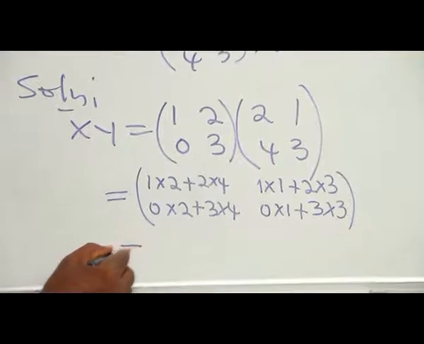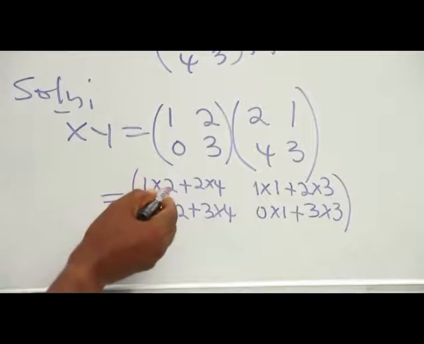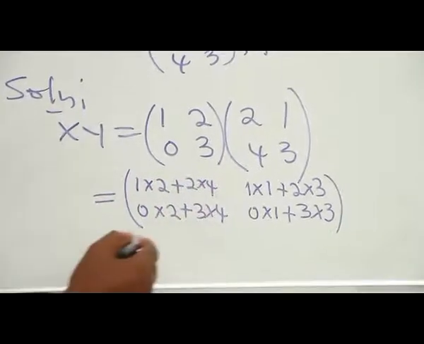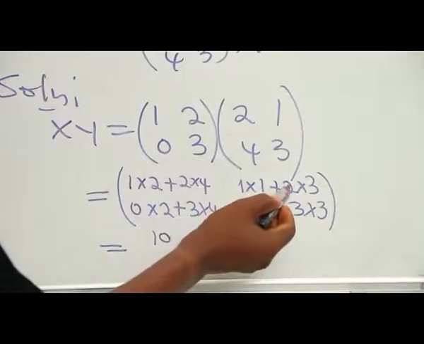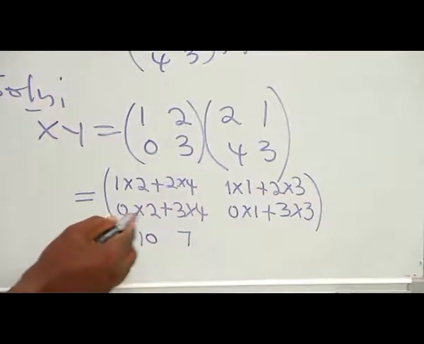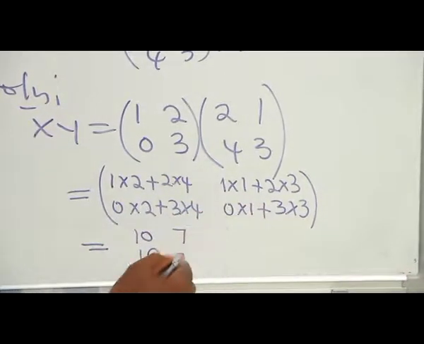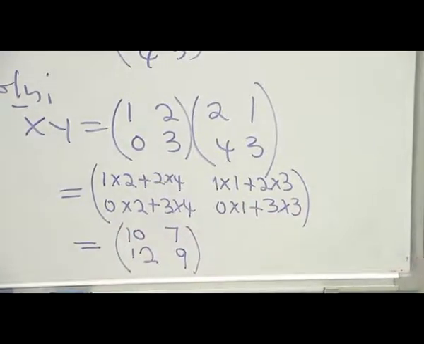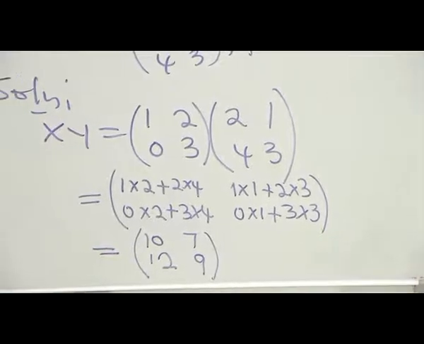You will now simplify this to get the final result. 1 times 2 is 2, and 2 times 4 is 8. 8 plus 2 is 10, so you have the first element there. 1 times 1 is 1, 2 times 3 is 6, plus 1 is 7. Then here is 0 plus 12, which is 12. And here is 0 plus 9, which is 9. Then you put it in the bracket. This is the multiplication of matrix S by matrix Y, and that is the result.